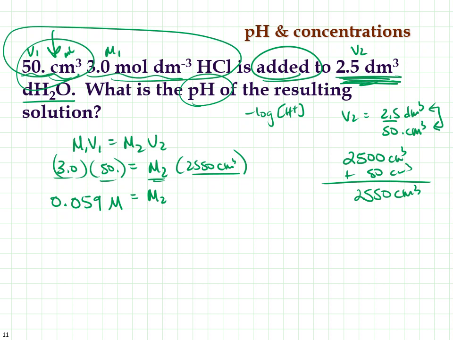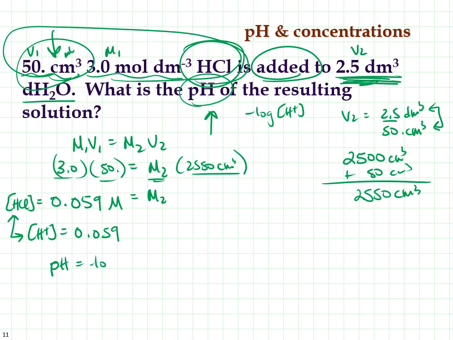This is not yet my final answer, my friends, because I want to find the pH, not the concentration. But I know that this is an acid, and it's a strong acid, so it's going to completely dissociate. If my hydrochloric acid concentration is 0.059 molar, then my hydrogen ion concentration, because this is a strong acid that completely dissociates into H pluses and Cl minuses, is also going to be 0.059 moles per cubic decimeter.